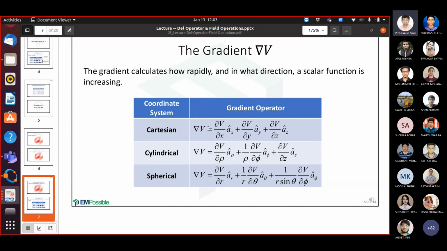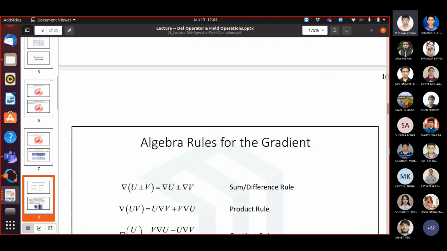In most cases this is the basic definition of gradient, and this is the definition in the cylindrical system, and this is the definition in the spherical system. These are interchangeable; you can convert one into another.